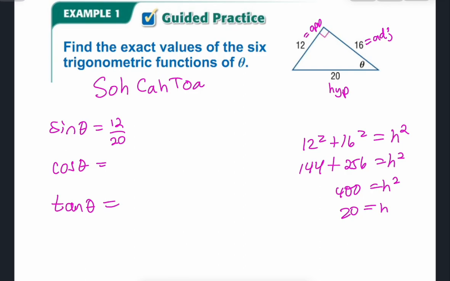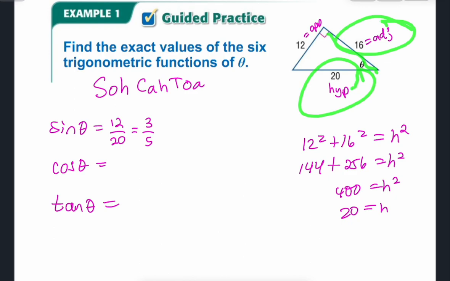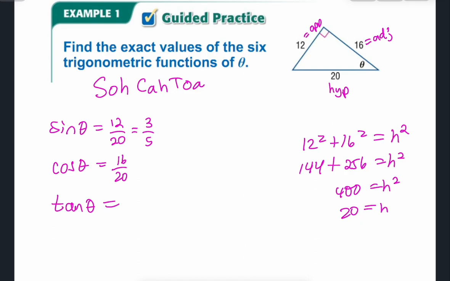Now the last fractions didn't reduce. These fractions do. Both top and bottom are divisible by 4. Let's divide both top and bottom by 4. We get 3 over 5. Okay, now let's do our cosine. Remember, cosine is adjacent over hypotenuse. The leg attached to it is our adjacent. Our hypotenuse is always the longest side. So this one's going to be 16 over 20, both divisible by 4. Reduce it down. We get 4/5.